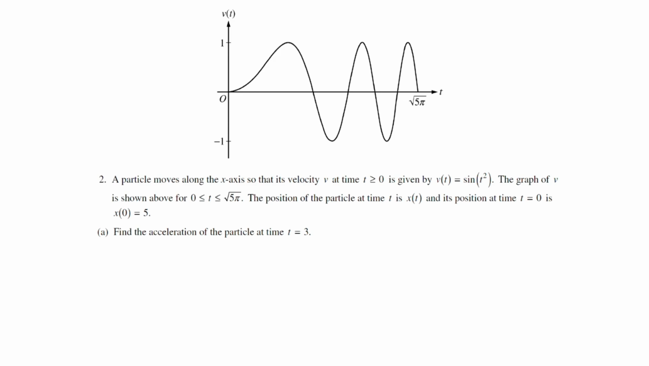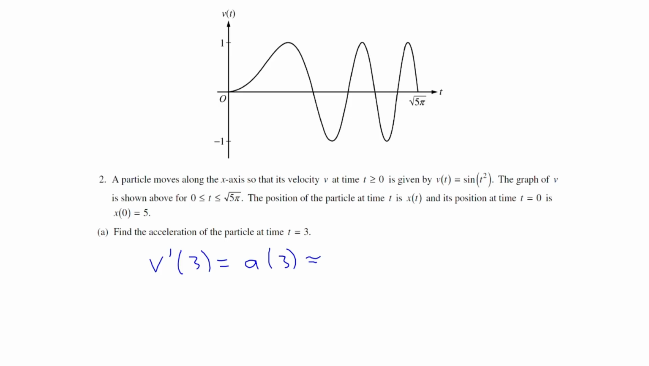Part A just asks us to find the acceleration of the particle at t equals 3. So all we have to do here is just take the derivative of the velocity function at 3, right? So v prime of 3 is the acceleration at 3. And since this is a calculator question, you don't really have to do this by hand.